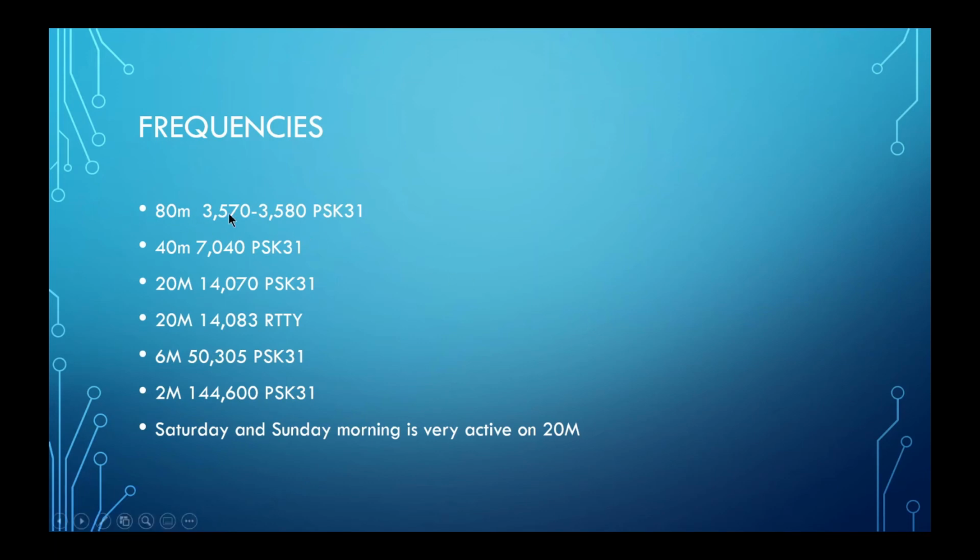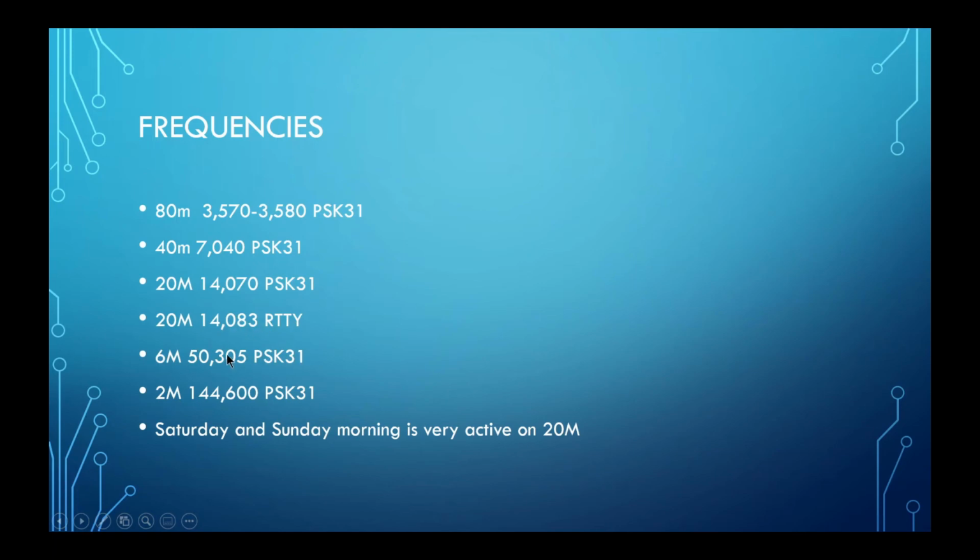I started on 80 meters because that's what my aerial was tuned to. I find a little bit on 40 meters. By far and away the biggest centre of activity that I found is on 20 meters, and PSK31 is generally on 14 megahertz, and these two frequencies here. RTTY tends to be on 14083.